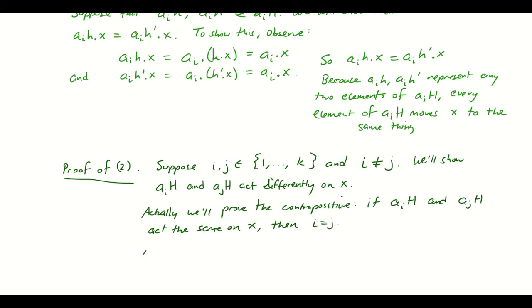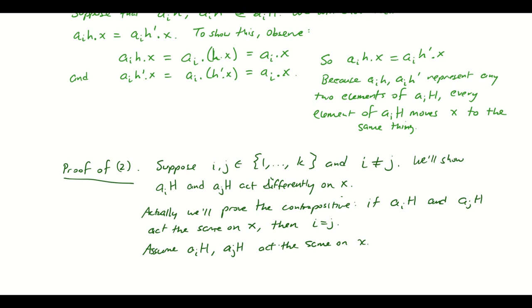Okay, so let's assume a_i h and a_j h act the same on x. All right, enough preface. Let's get to it, shall we? If those two cosets act the same on x, one thing we just proved is that this entire coset acts on x with one voice. In other words, I can pick any element here, and I'll get the same result acting on x. And I can pick any element of this coset, and I'll get the same result acting on x. And because I'm assuming that these two act the same on x, then those two elements will have the same action on x between each other.